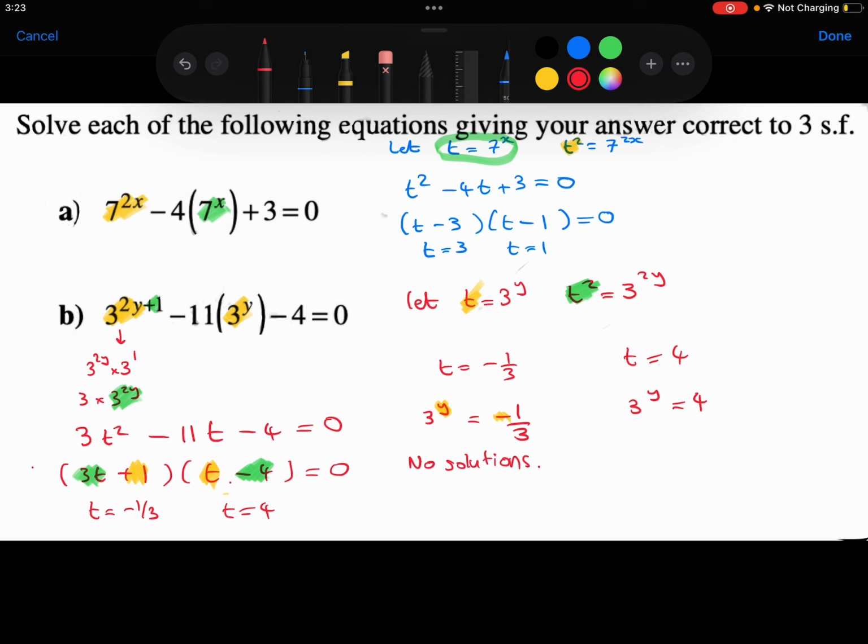By all means, you could take logarithms of both sides and go through the algebraic process, but you'll find your calculator will just give you no solutions to that. Second equation though, there will be solutions to this. So let's, like I just said, take logarithms of both sides. Move the y to the front. And divide both sides by log 3. And on your calculator, you will get to 3 significant figures, 1.26. And that is the only solution to that second equation.